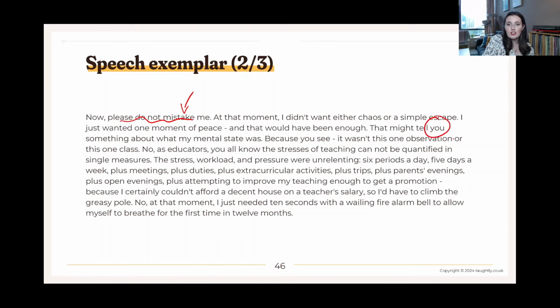And again, we've got lots of "you" the whole way through this too. And "because you see". But then we've also got some persuasive techniques. We've got this repetition, right? The plus, plus, plus, plus, to kind of emphasize how many things teachers have to do, all piling up and up and up. And a sense of irony too, that the most quiet and relaxation she's getting is with this wailing fire alarm, which should really tell you, the reader and the audience, just how stressed Miss Salmon was.